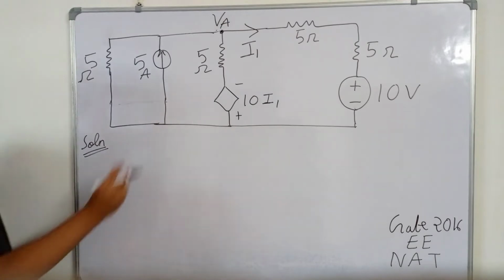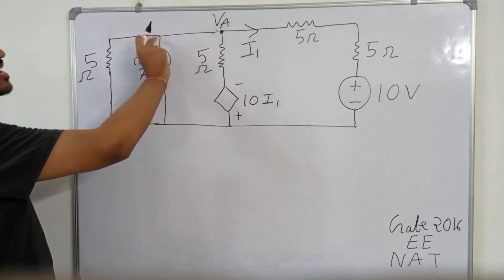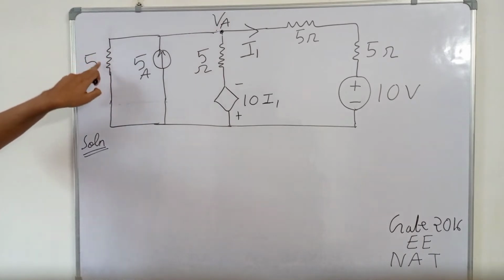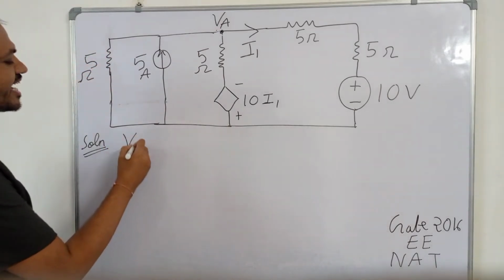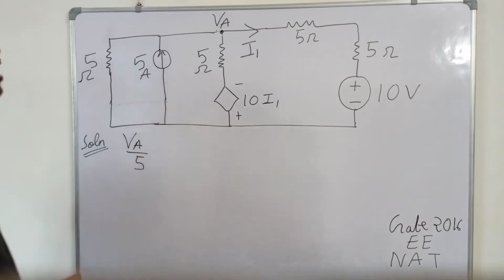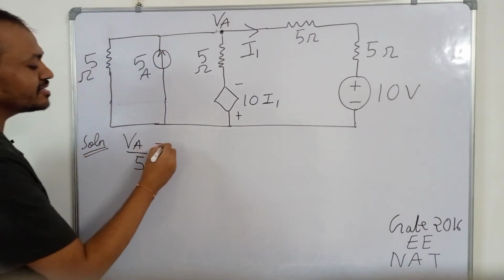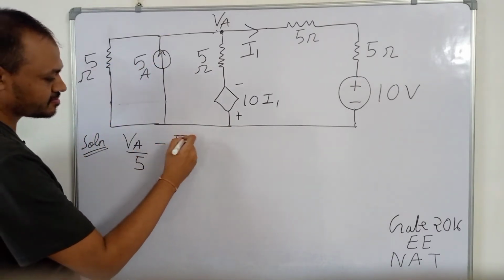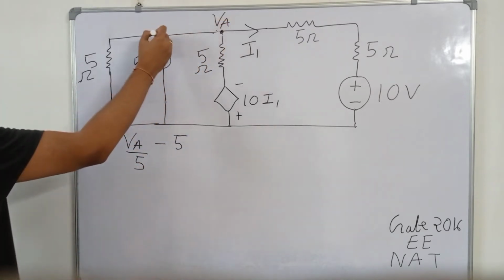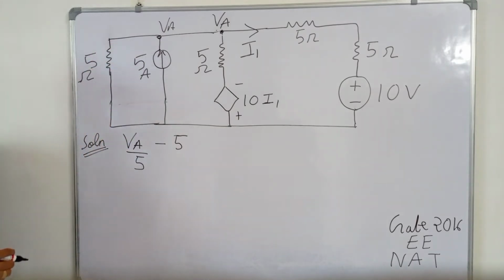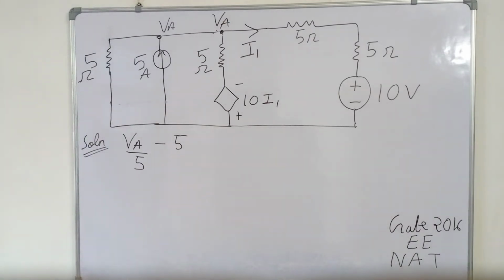There will be 4 outgoing currents from this node. The first current is for this 5 ohm resistance, which can be written as VA upon 5 because it is an outgoing current. Then this is the incoming current, so write it as minus 5. Because this voltage is VA, the voltage across this 5 ohm resistance will also be VA, since these are connected in parallel. So VA upon 5 minus 5.